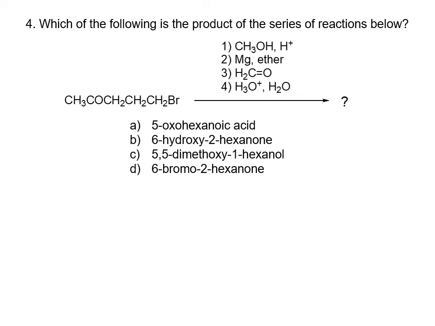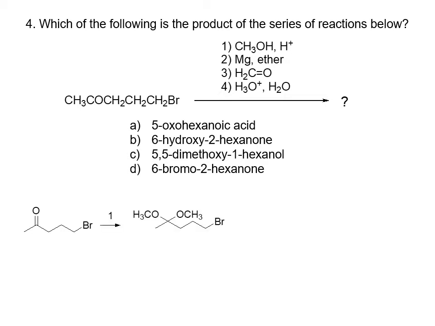Next question, which of the following is the product of the series of reactions below? So you have a bromoketone that is treated first with methanol in the presence of an acid catalyst, then magnesium in ether as a solvent, then formaldehyde, and finally acidic workup. The best way to answer this question is to write down reaction sequence below. And it's a good idea to write organic compound as a line formula, then it's much easier to see reactions or organic transformations that are occurring.